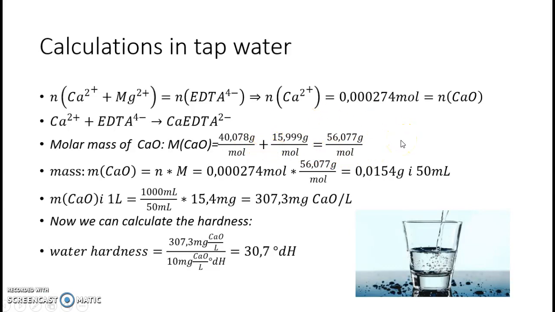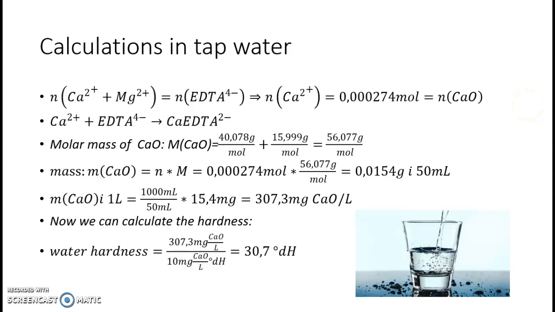So then we have to find the mass of the CaO. We do that by multiplying the amount with the molar mass. So the amount was 0.000274 moles times the molar mass of the CaO, 56.077 grams per mole, and we then find out that we have 0.0154 grams of CaO in 50 milliliters of tap water.